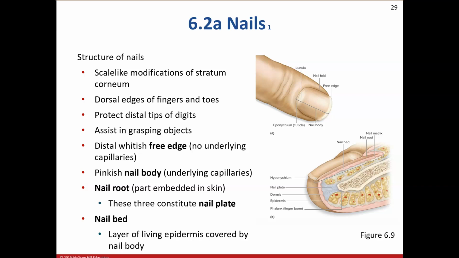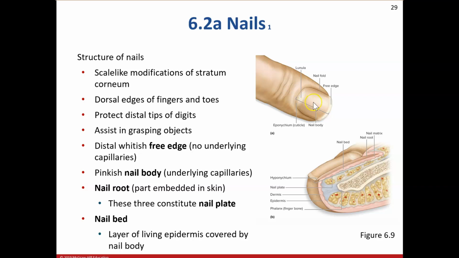So the structure of your nail, we're going to see that there's a scale-like modification of your stratum corneum, that top layer of your epidermis, or most superficial layer of your epidermis. We'll see that they are on the dorsal edges of your fingers and toes, dorsal meaning the back of your fingers. And remember, we're going to always go back to anatomical position. So when you're in anatomical position, remember that your palms are facing anteriorly or forward and the back of your hand is facing posteriorly. So that's why we're saying this is the dorsal edge of your finger, and also the top of your feet are known as the dorsum of your foot, whereas the part of your foot that is touching the floor when you're walking or standing, that's known as the plantar surface of your foot.